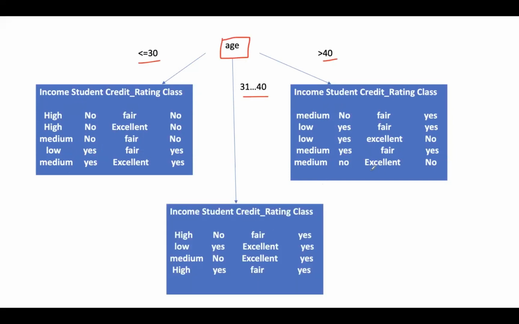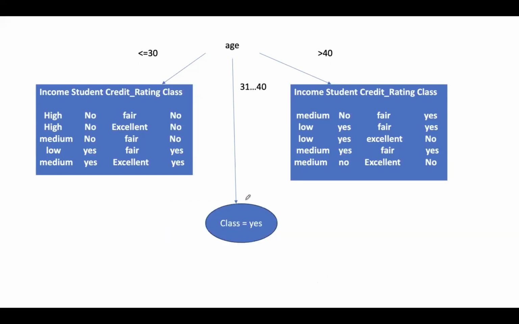So if you observe this, in between 31 to 40, the target label is yes for all the examples. So you can directly write this as class equal to yes, because all the values are yes. So here we can write this as class equal to yes.